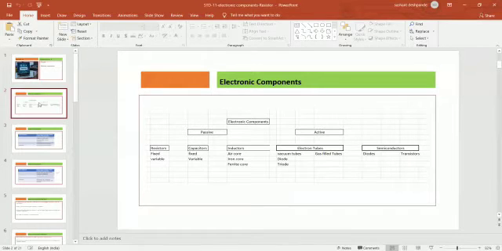Resistors are classified again as fixed resistors and variable resistors. Capacitors are classified as fixed capacitors and variable capacitors. Inductors are classified based on their cores used as air core, iron core, and ferrite core. Electron tubes are classified as vacuum tubes, diode and triode, and gas filled tubes. Semiconductors are classified as diodes and transistors.